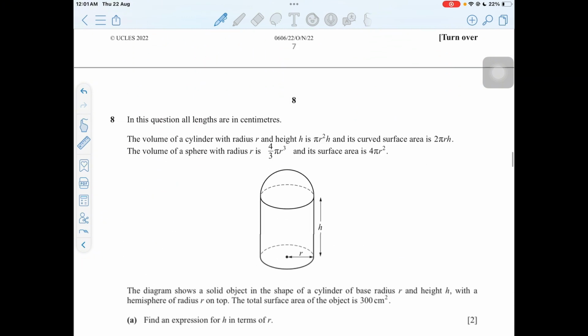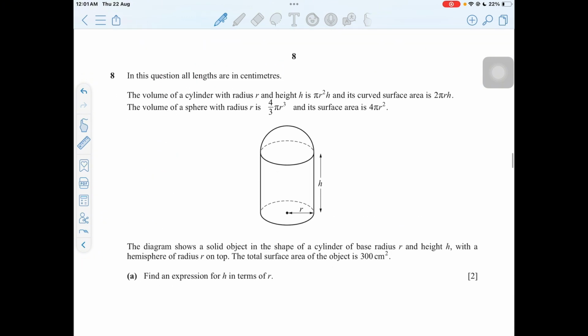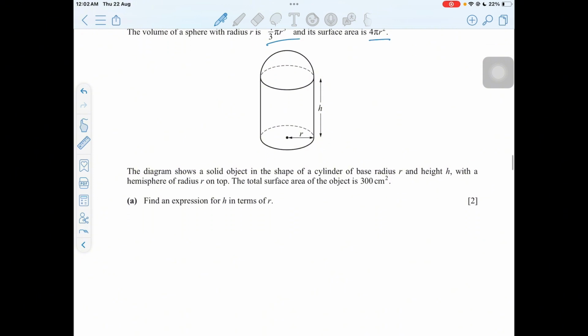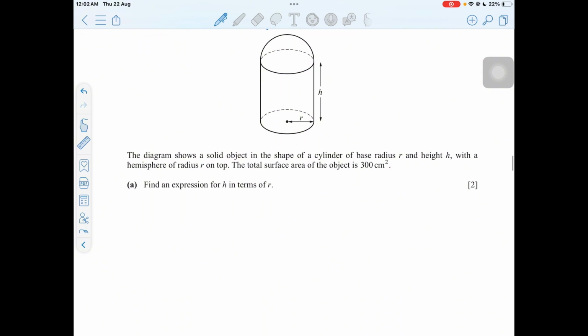Moving on to question number 8, where in this question all lengths are in centimeter. This is some basic information about spheres and cylinders. Diagram shows a solid object in the shape of a cylinder of base radius r and height h with a hemisphere, that is half of a sphere, of radius r. The total surface area of the object is 300 centimeters square, right?